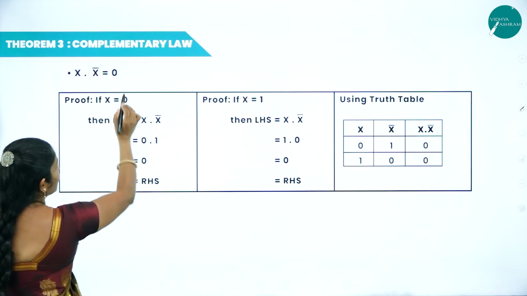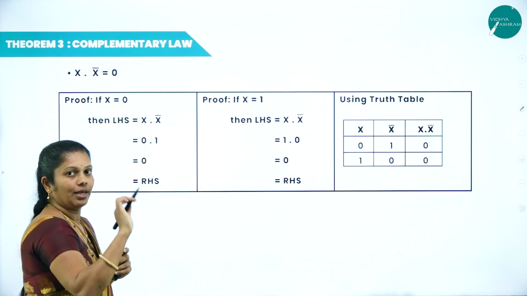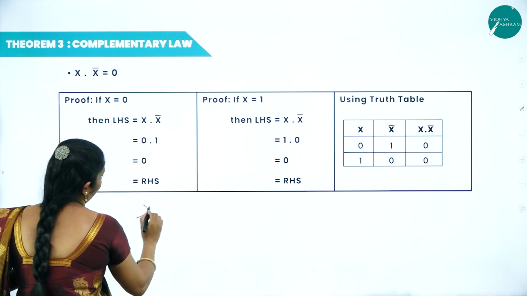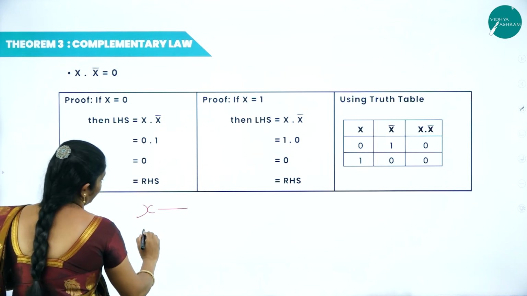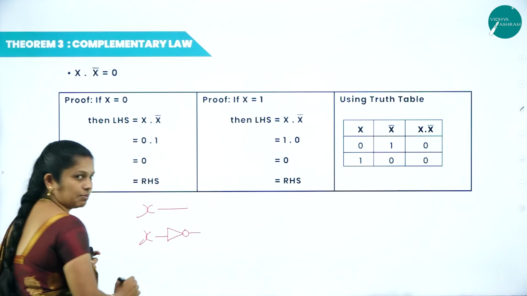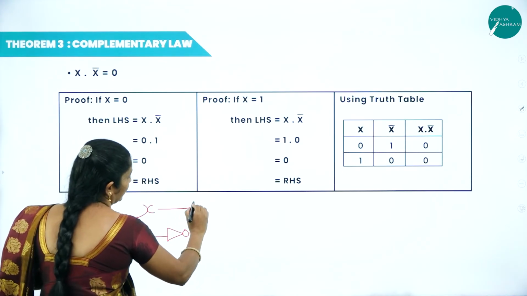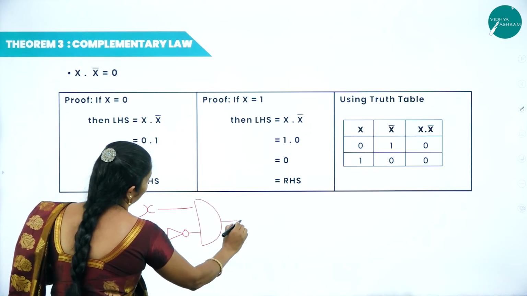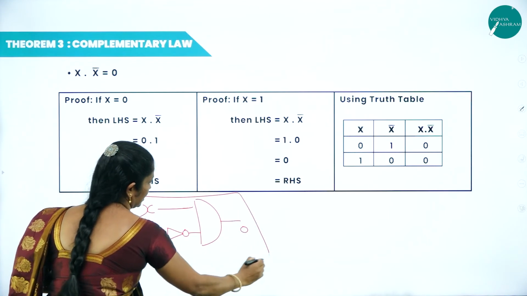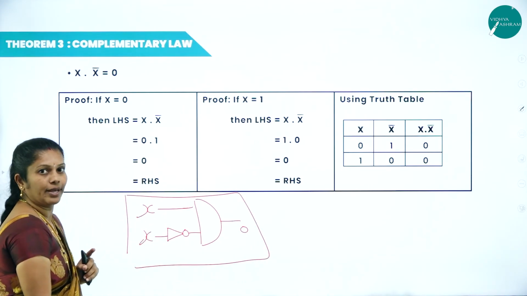Next we will move to the second complementarity law. Under that, x into x bar equals 0. Now while writing the symbol, first I am going to take x, and the second one I am going to take as one more x, but here I want to find out x bar. Here the dot operator, that's why the D shape we will write, then the final output will be 0. This is the symbol to represent x into x bar equals 0.